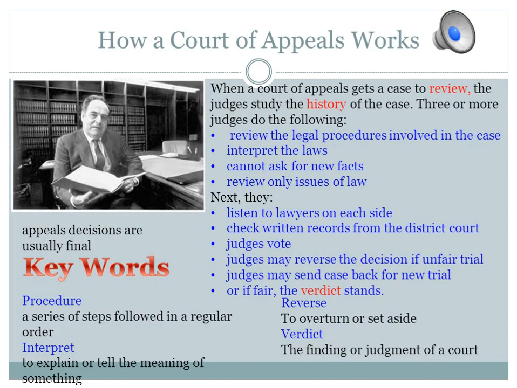So, how does a court of appeals work? Well, when a court of appeals gets a case to review, the judges study the history of the case. Three or more judges do the following. They review the legal procedures involved in the case. So, how did the prior court follow their legal procedures? And then they interpret the laws. So they look at the laws that were being used, and they determine what they mean in the particular case that they're reviewing. They cannot ask for new facts in the case. So they review only issues of law.